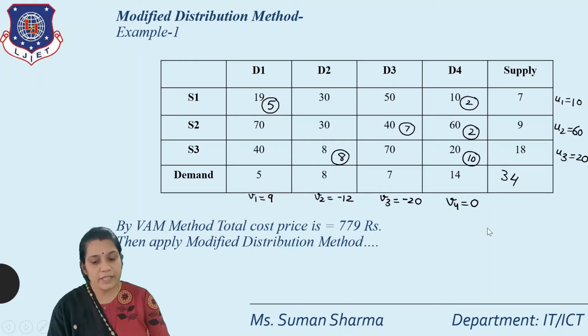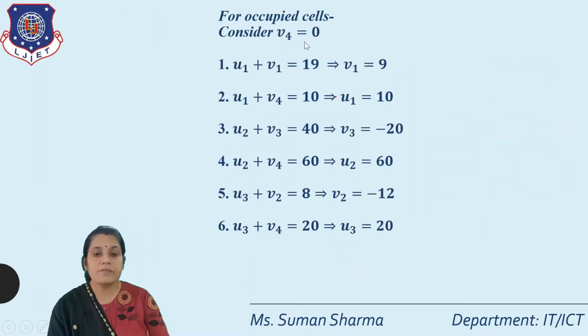Next, we write, considering V4 equal to 0: U1 plus V1 equals 19, U1 plus V4 equals 10, U2 plus V3 equals 40, U2 plus V4 equals 60, U3 plus V2 equals 8, and U3 plus V4 equals 20. Okay, so we consider V4 equal to 0. First you consider the equations involving V4. So with V4 equal to 0, we get U1 equal to 10, U2 equal to 60, and U3 equal to 20.